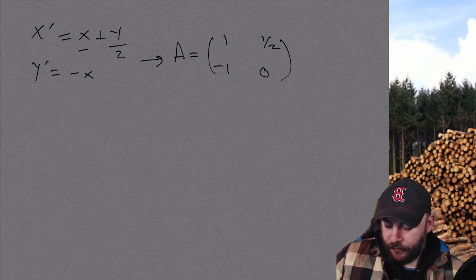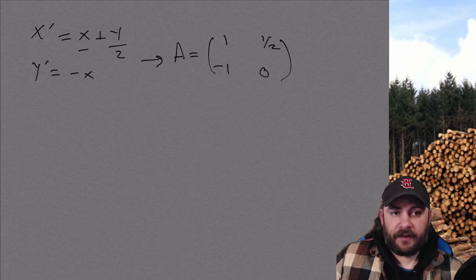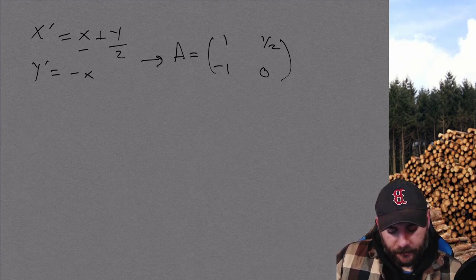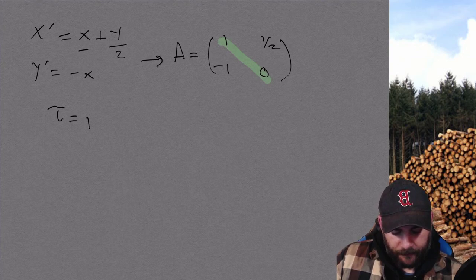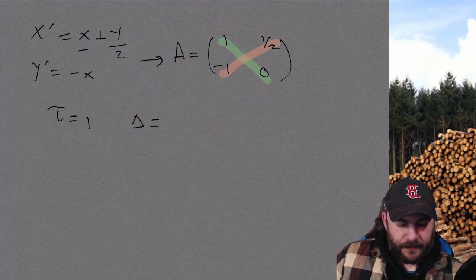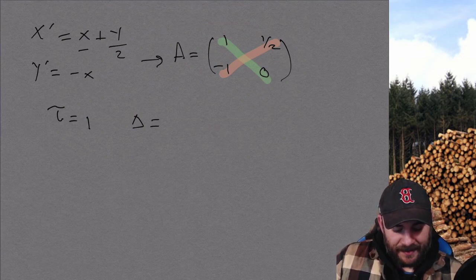All right. The first step here is to calculate the eigenvalues. I think a quick and dirty way to do that would be to compute the trace, which, like we said before, is the sum along the diagonal. So 1 plus 0 is 1. And we can compute the determinant, which is the product of those in green minus the product of these in orange. So 1 times 0 is 0, minus negative 1/2 is 1/2.